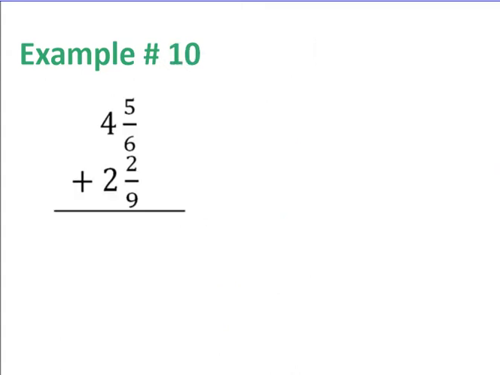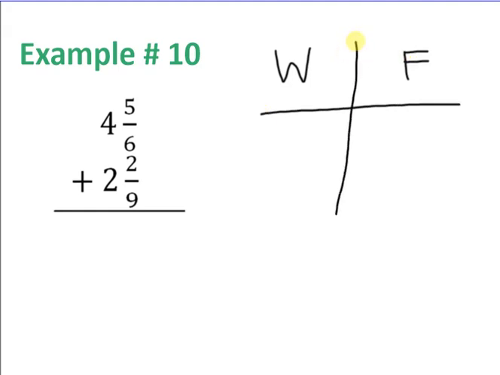All right, let's look at another example. Don't let it scare you. It's just lined up a little bit differently. Just trying to show you a bunch of different formats that you might encounter. So I'm going to make my WF chart.